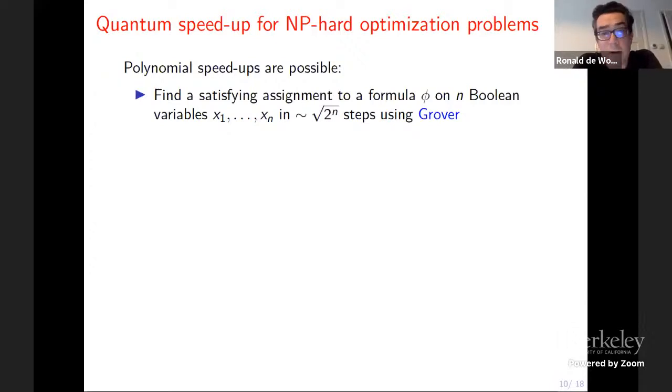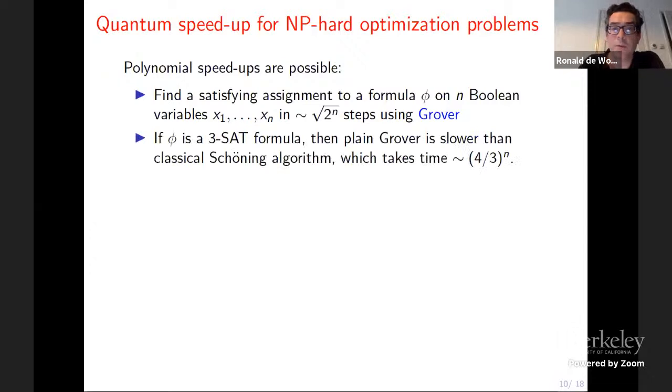And for many other NP-hard optimization problems, even this doesn't work. You can't just treat this as a brute force search problem and hit it with Grover. A slightly more interesting problem is 3-SAT. You could hit this with Grover, and you get an algorithm that takes time square root of 2 to the n. That's actually slower than the best classical algorithm that we know.